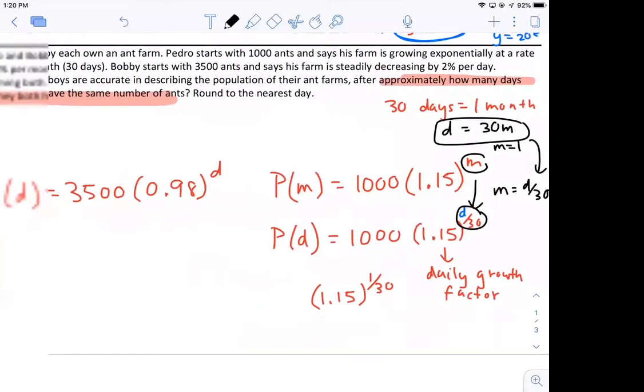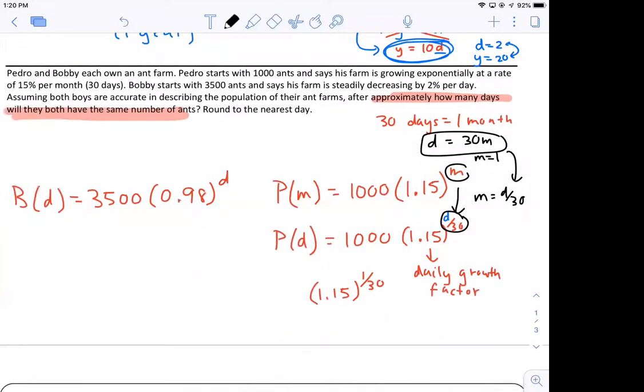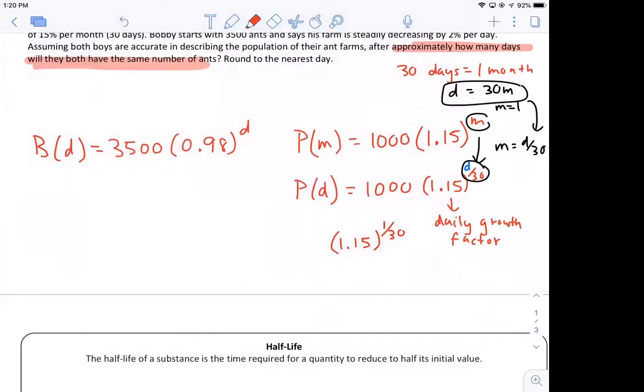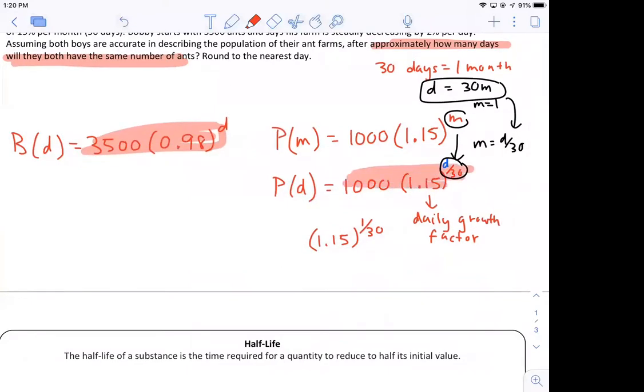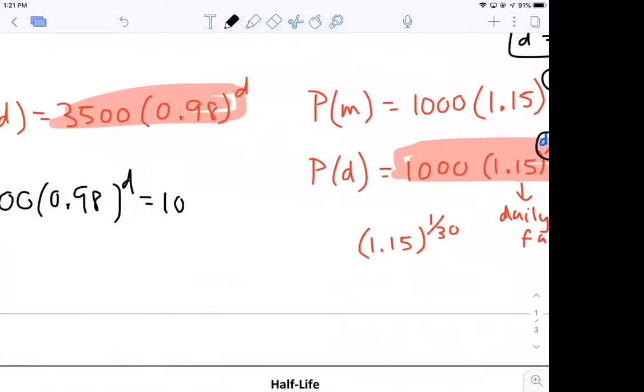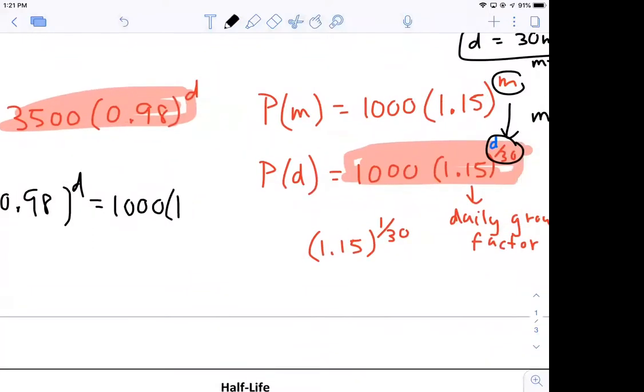All right, so approximately how many days will they have the same number of ants? Well, we're just going to set our 2 functions equal to each other now. We do not know how to solve this yet algebraically, but we can do this on Desmos or on your graphing calculator. So you're going to graph this function, and you're going to graph the other function, and we do that to see when they are equal to each other.